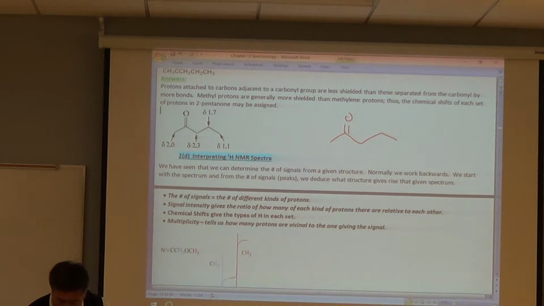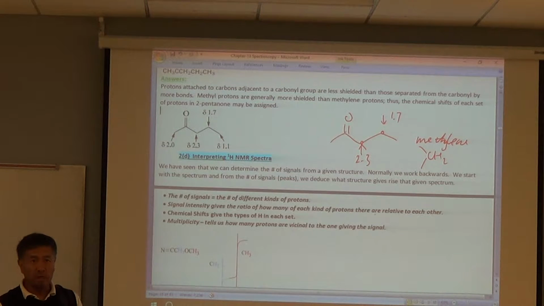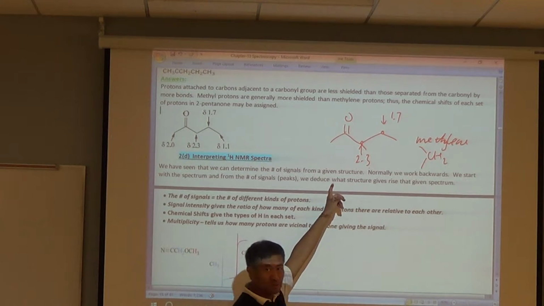So we have a carbonyl here, and this one is 2.3, and this one is 1.7. And both of these carbons here, we call them methylene. Which means they are CH2 type. This one is 2.3, and that one is 1.7, because this methylene here is closer to this carbonyl.